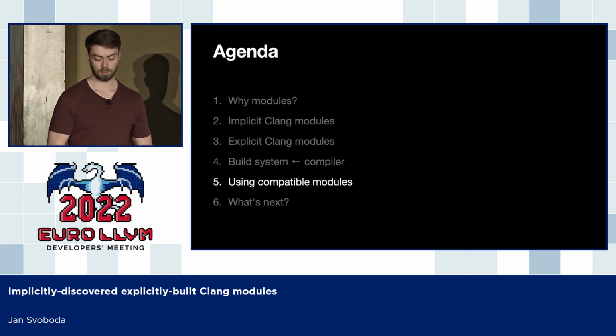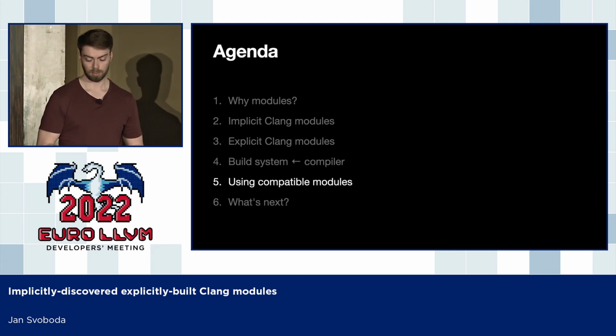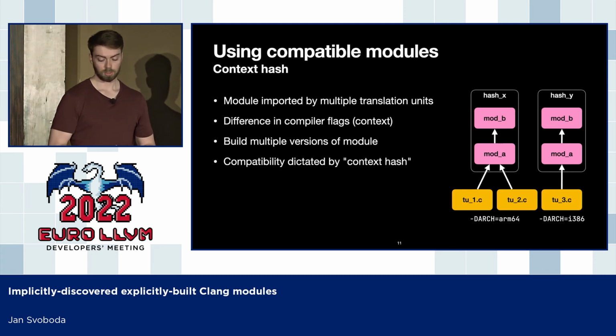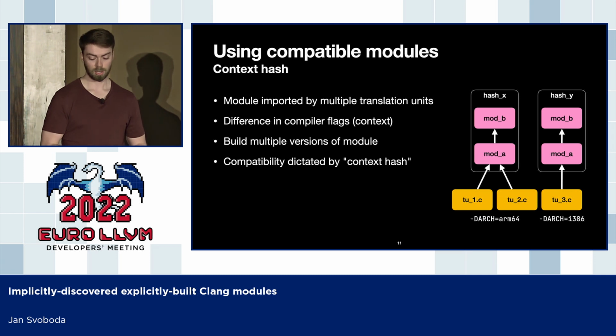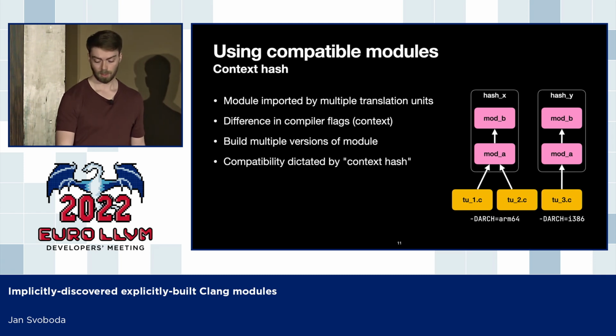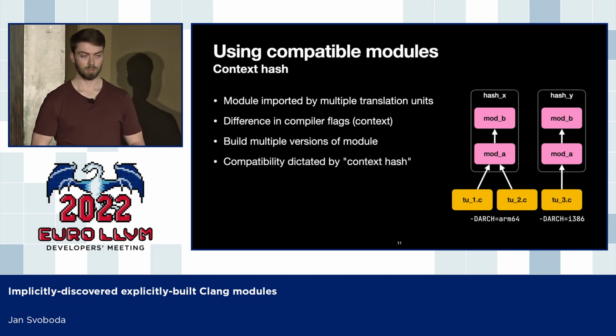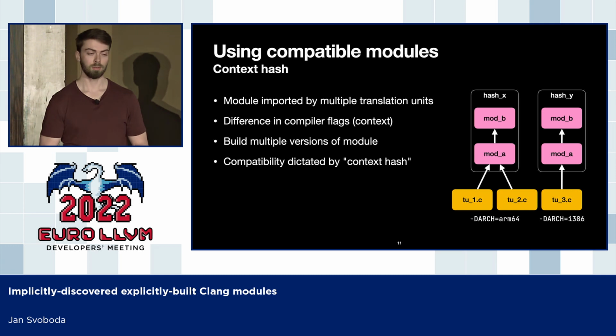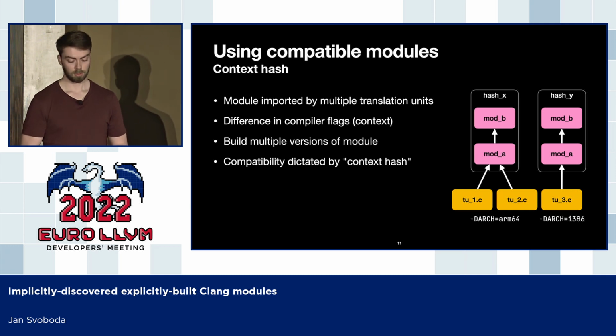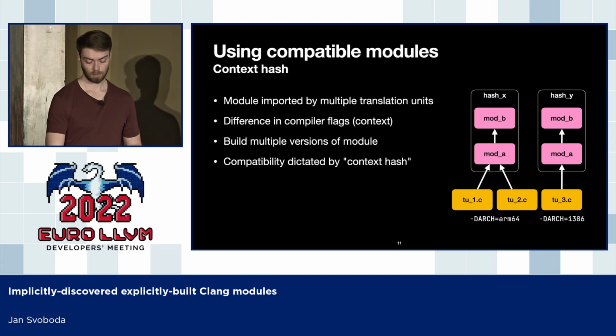Now, let's switch gears for a bit and talk about the reliability aspect, as I promised earlier. Build of a project typically involves multiple translation units, and some of them are going to end up importing the same module. The problem is that each translation unit may be set up with a different set of compiler flags. Those can change the semantics of the program or behavior of the compiler. In other words, the translation unit is compiled in different contexts.